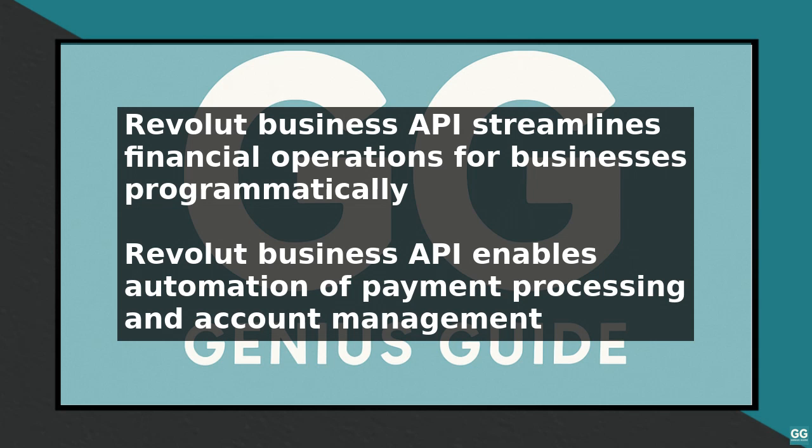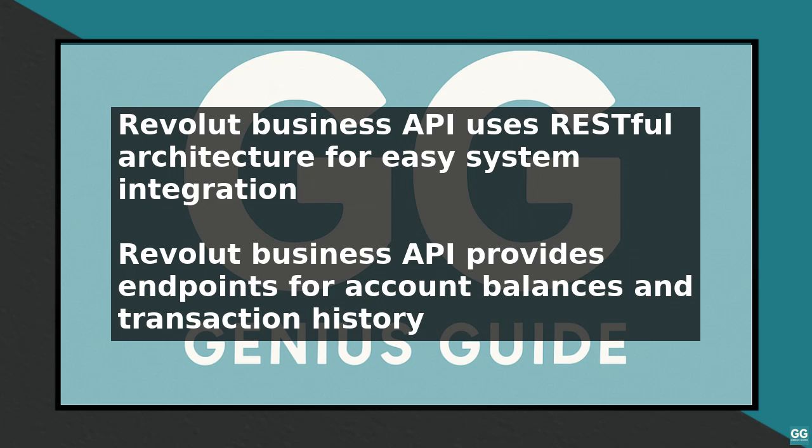The Revolut Business API allows you to access and manage your business account programmatically, enabling automation of tasks such as payment processing, account management, and transaction tracking. To get started, you'll need to create a Revolut business account and obtain an API key, which will serve as your unique identifier for API requests. Once you have your API key, you can begin exploring the various endpoints and methods available.